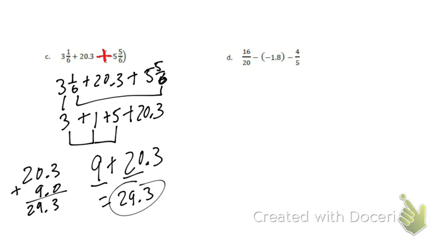Alright, last one. Before I even change the subtraction for this one, I'm going to simplify 16 over 20. I can divide top and bottom both by 4. I got 4/5, right?